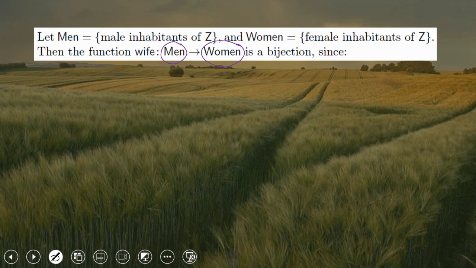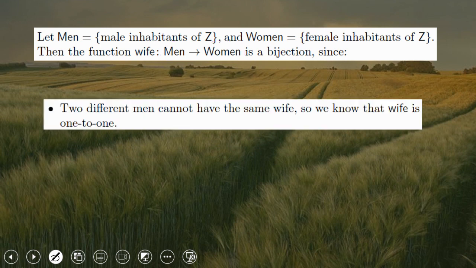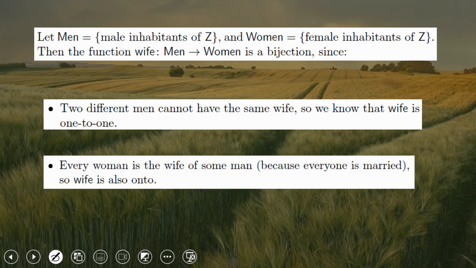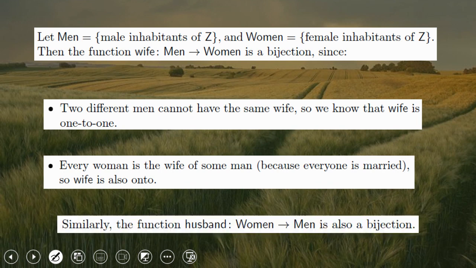This function, the wife function, is a bijection because two different men cannot have the same wife. So we know that wife is a one-to-one function. Every woman is the wife of some man because everyone is married. So wife is also onto. Similarly, we could write a function called husband, where the domain is the set of all women and the range or codomain is the set of all men, and it would also be a bijection.